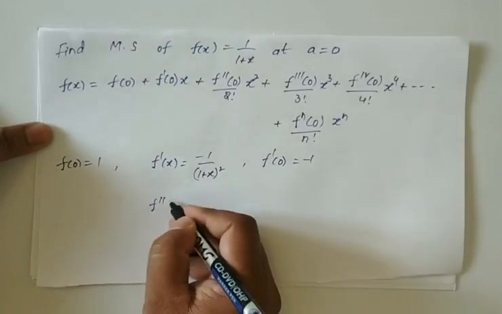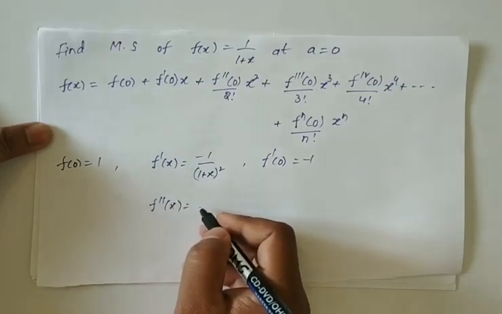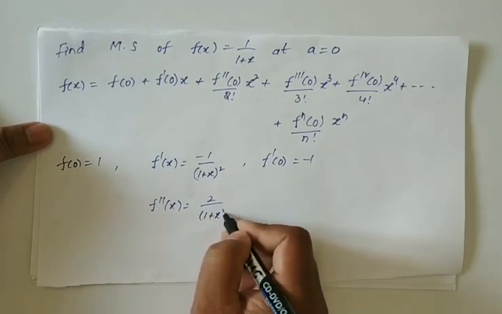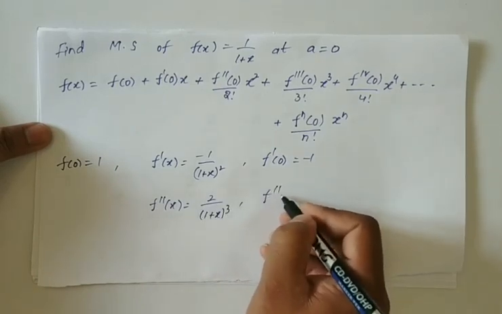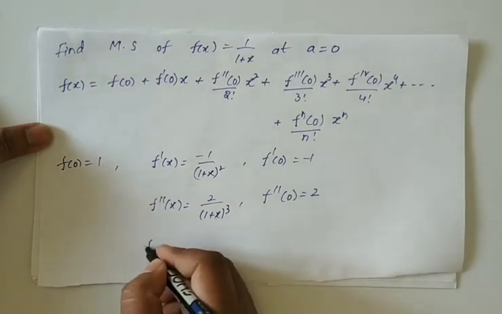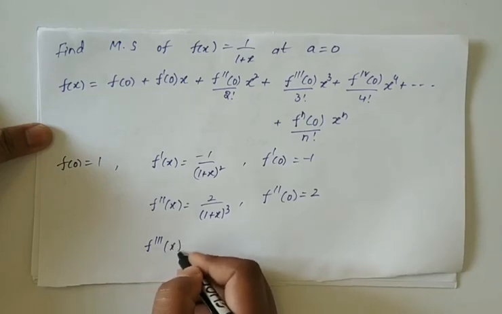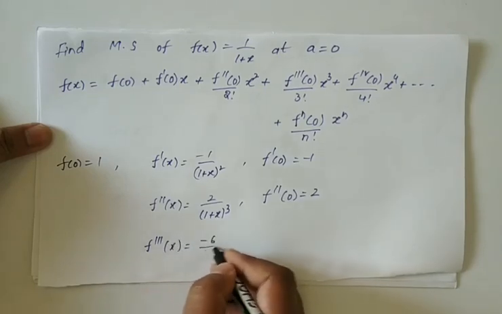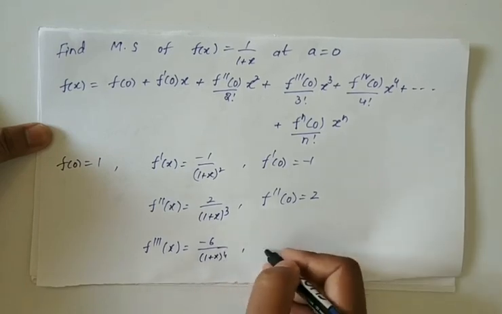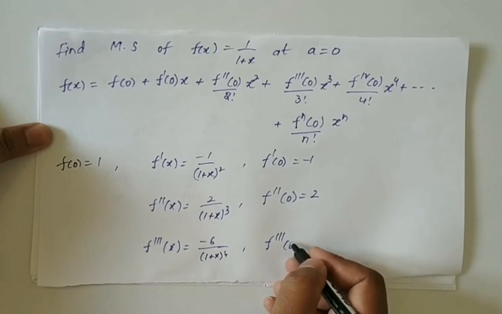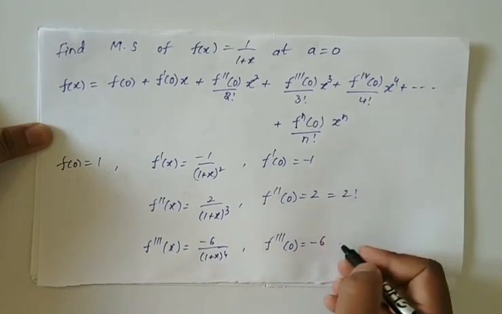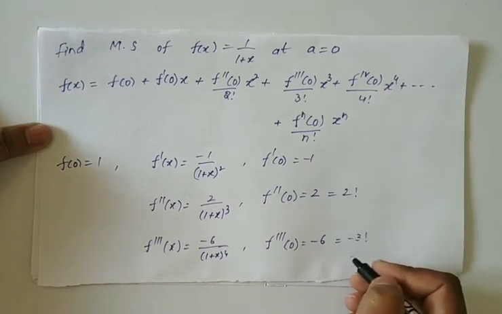Tell me f''(x). The derivative of -1/(1+x)² is 2/(1+x)³. Please check it. f''(0) is 2. Similarly, f'''(x) is -6/(1+x)⁴. Tell me f'''(0), it is nothing but -6. So this is nothing but 2 factorial. This is nothing but minus 3 factorial.